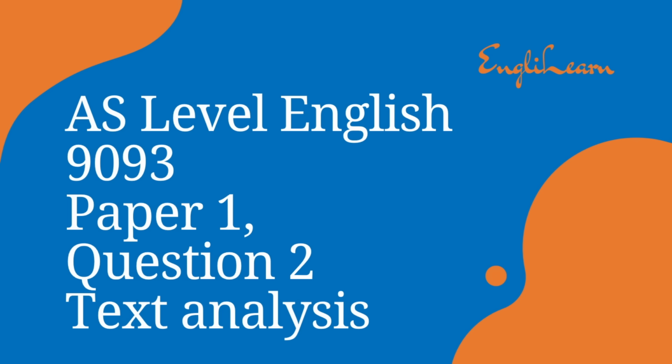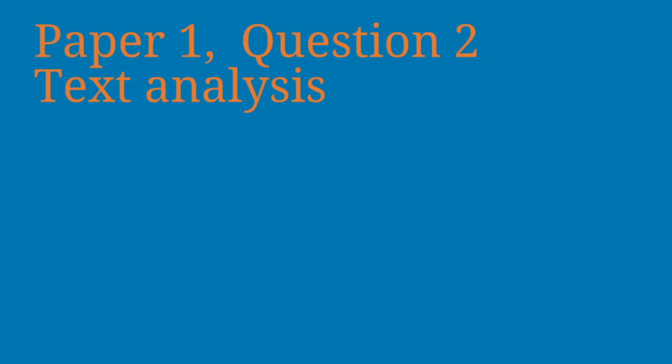This is a new video in our series on the new Cambridge AS Level English 9093 exam, and today we'll be looking at question 2 of paper 1. Question 2 of paper 1 is called text analysis. Teachers will note that this part of the new exam is very familiar.